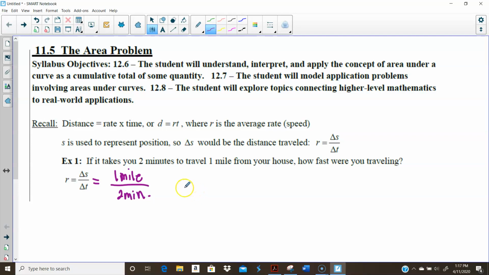And so usually we travel in miles per hour. So we'll change those minutes to hours. So in 60 minutes, there is 1 hour. Then we can cancel. So minutes will cancel with minutes. That gives me miles per hour. And so 60 divided by 2 is 30 miles per hour.